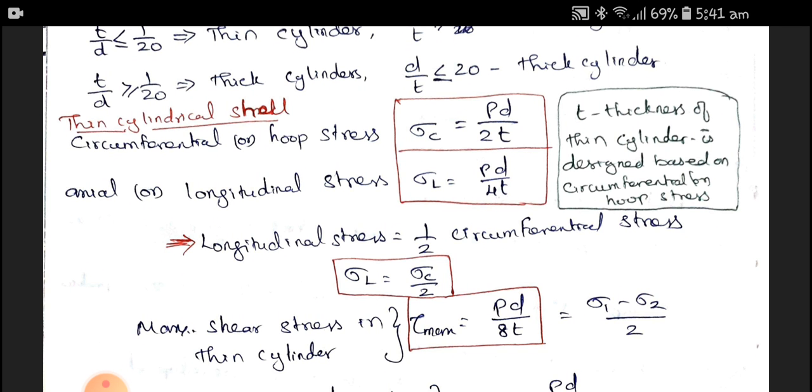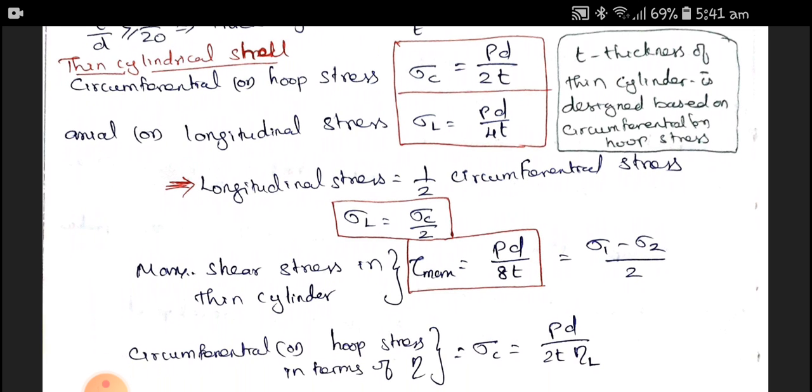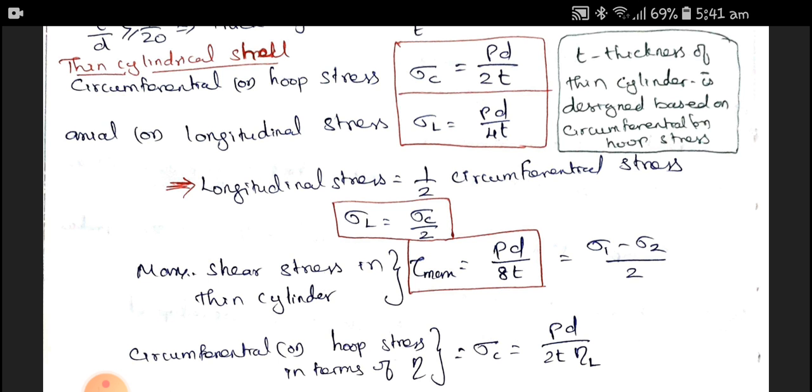A very important thing is that the thickness of the thin cylinder or shell is designed based on the hoop or circumferential stress. According to how much circumferential stress is produced, the thickness is designed. From these two formulas, sigma L is equal to sigma c divided by 2. Next, the maximum shear stress in the thin cylinder, tau max, is equal to pd by 8t. It is derived from the formula (sigma 1 minus sigma 2) divided by 2, that is (sigma c minus sigma L) divided by 2. It becomes pd by 8t.